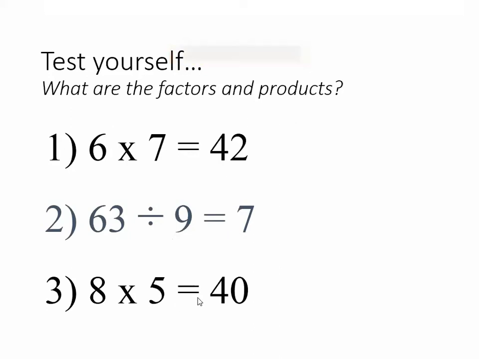8 multiplied by 5 is equal to 40. It means that whenever we are multiplying two numbers together, then we get the product. So in this, the product is 40.